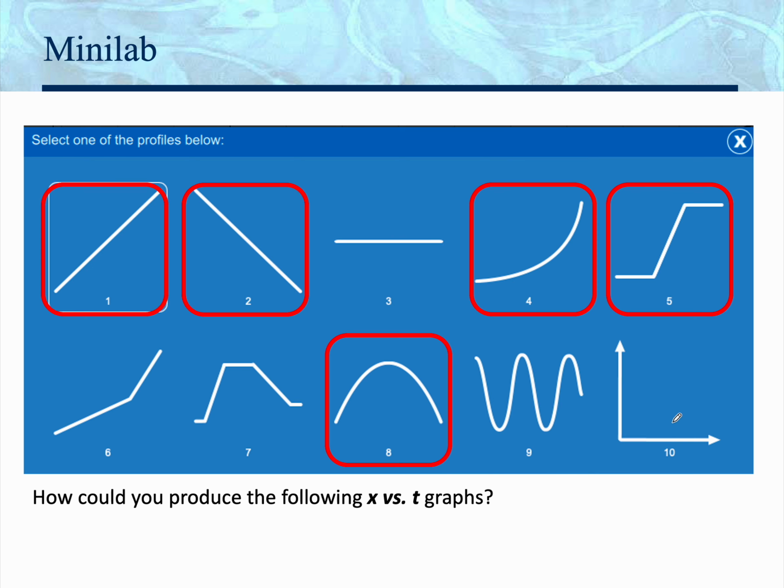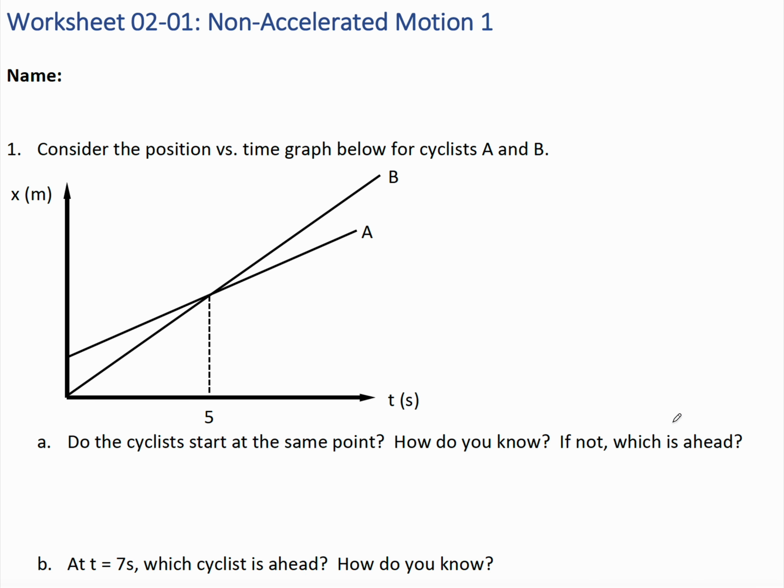At some point, we'll do this mini lab where I'm going to have you actually walk these 5 graphs out, but we'll do that a little bit later. So take a look at the worksheet 1. And I just want to walk through it real quick. Take a look at the position versus time graphs for these two people.